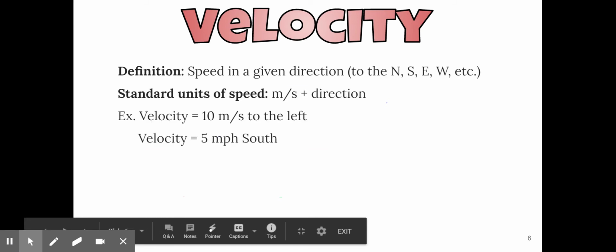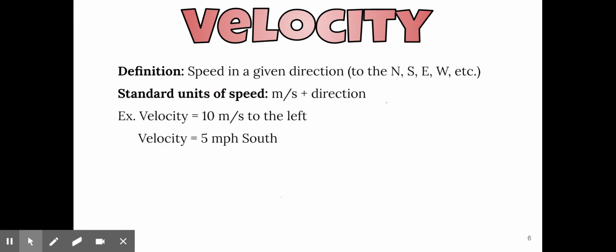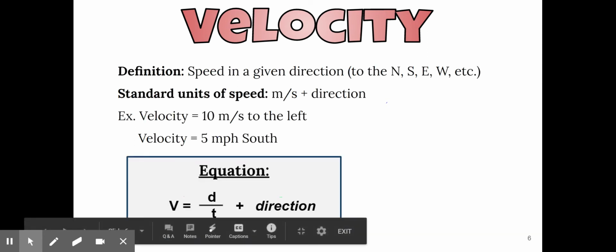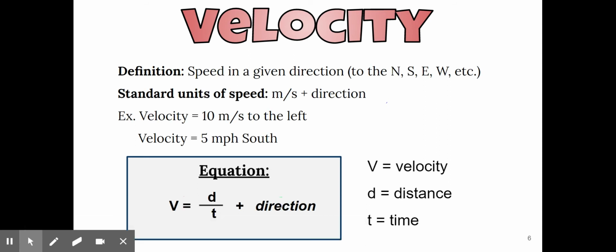Another way of thinking about this, when we look at an answer, velocity could equal something like 10 meters per second to the left, or something like 5 miles per hour south. So it's still going to be a speed unit, those standard units for speed, like miles per hour, kilometers per hour, or meters per second. And again, our standard is meters per second, and it's going to now include the direction. And that's what sets a velocity apart from speed.